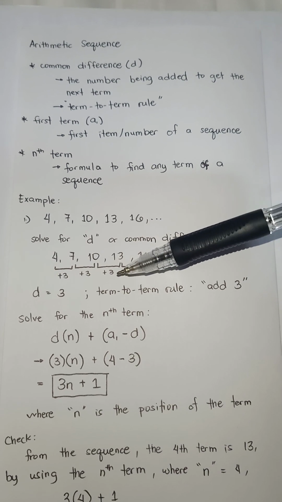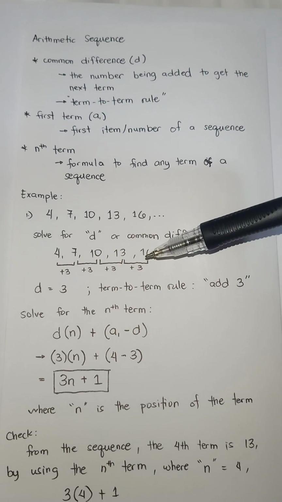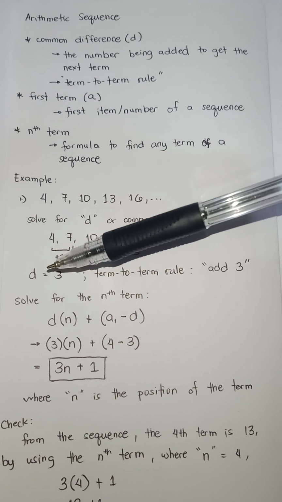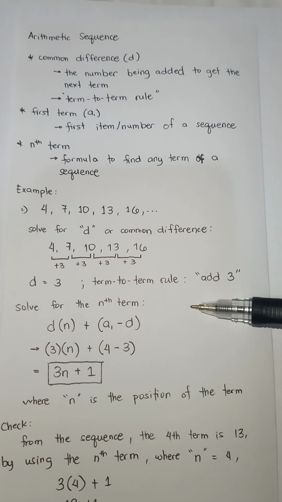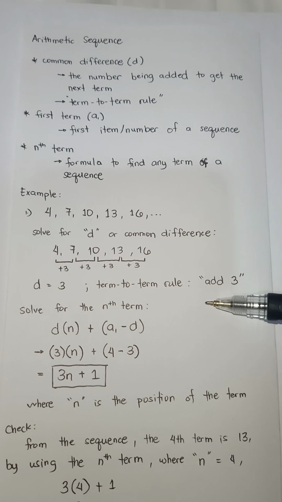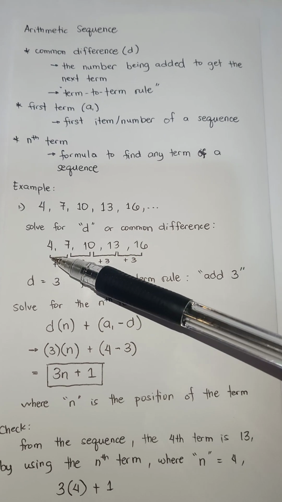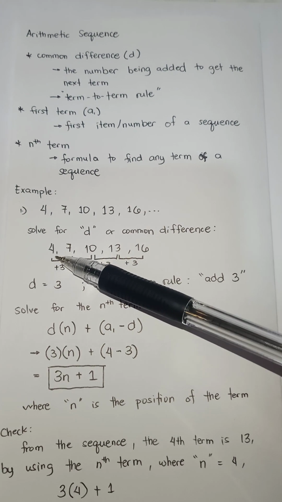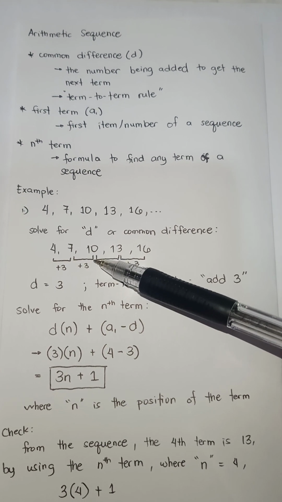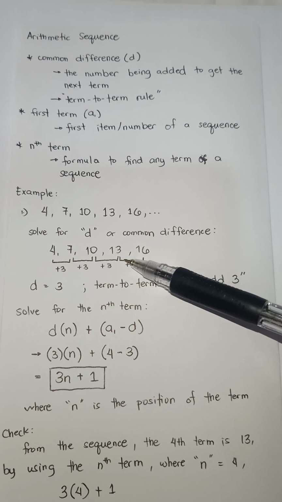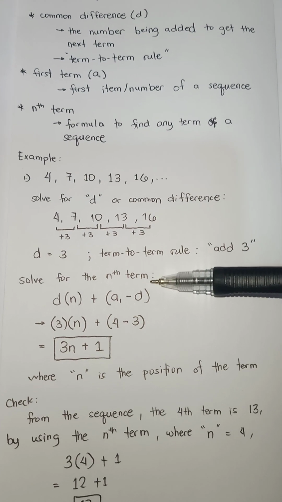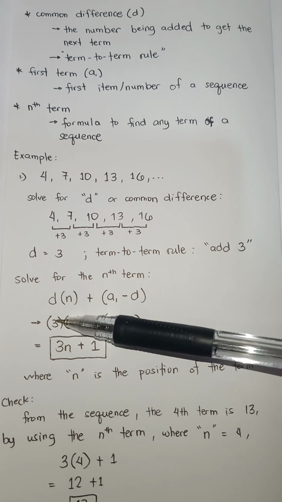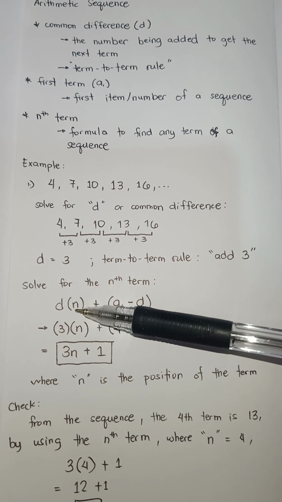So since the difference is the same for all pairs of this sequence, then we can say that the common difference is equal to 3. Or the term-to-term rule will be to add 3. Okay? So since we are adding 3 to get to the next term, 4 plus 3 is 7, 7 plus 3 is 10, 10 plus 3 is 13, 13 plus 3 is 16.